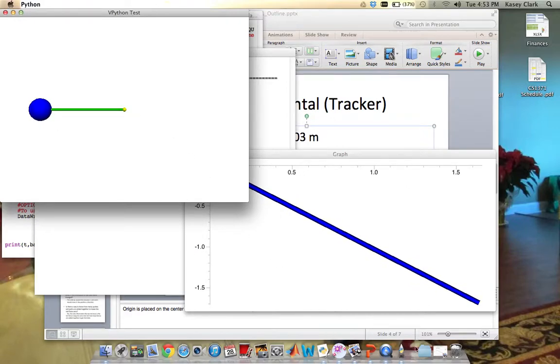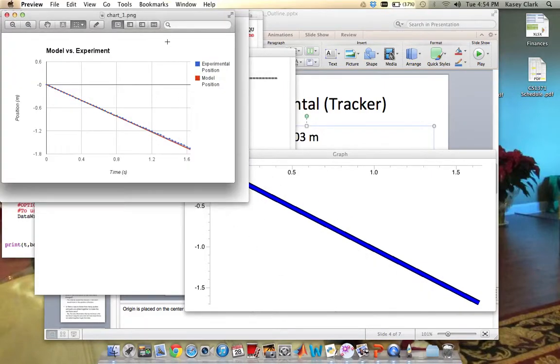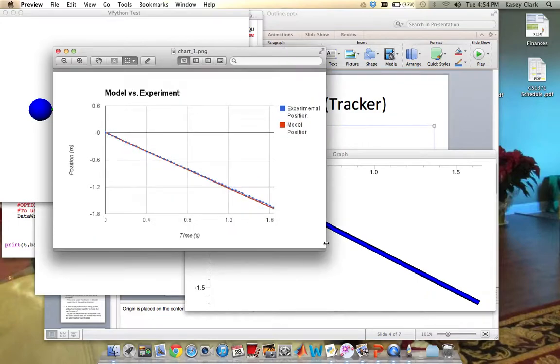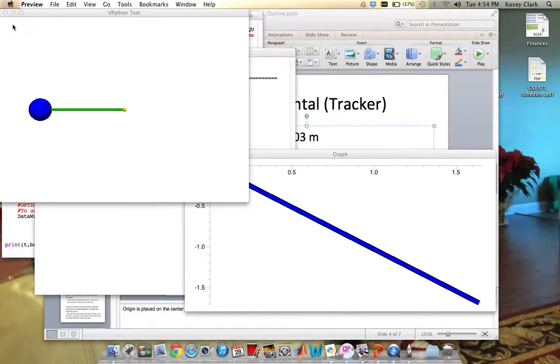Okay, and as you can see, when you put the experimental and the model up side by side, you can tell that they're extremely similar. There are only slight variations, and this could be because of a variety of errors, such as the ball not rolling in a perfect line, or maybe it wasn't rolling at a constant velocity the whole time.